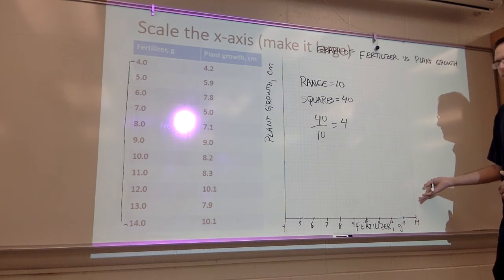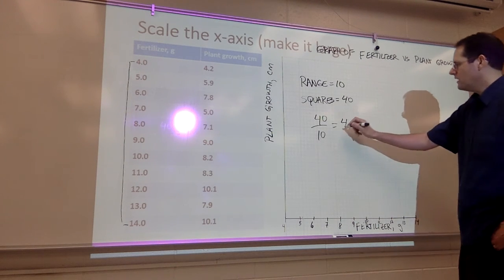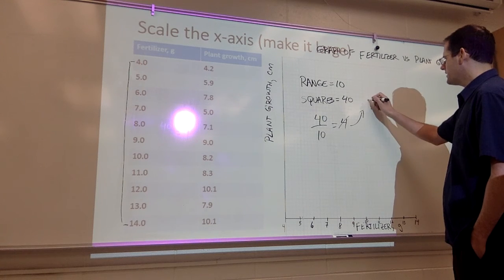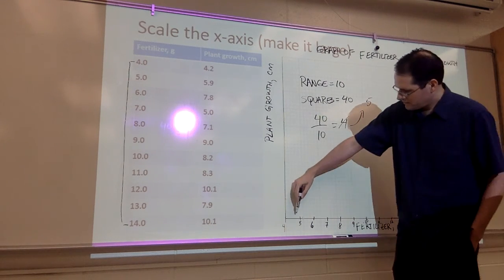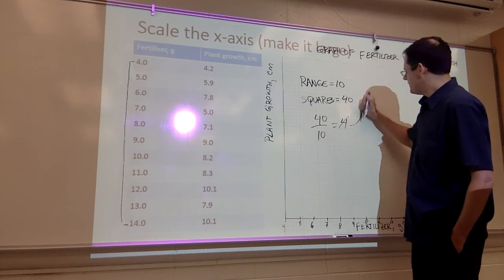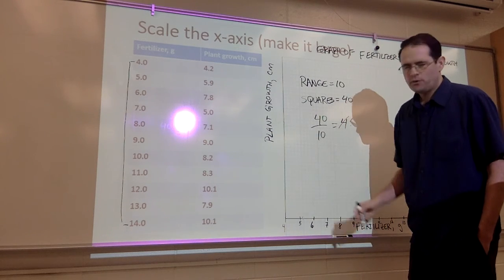If I had to graph out to 15 or something like that, I would round this to a higher number and I would round this down to a lower number and make this fewer squares.